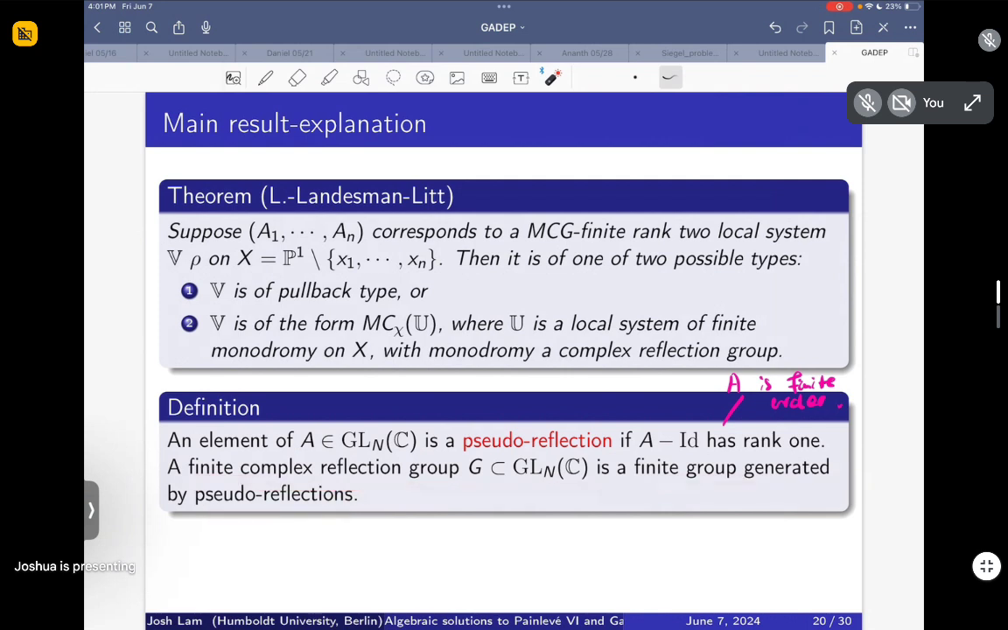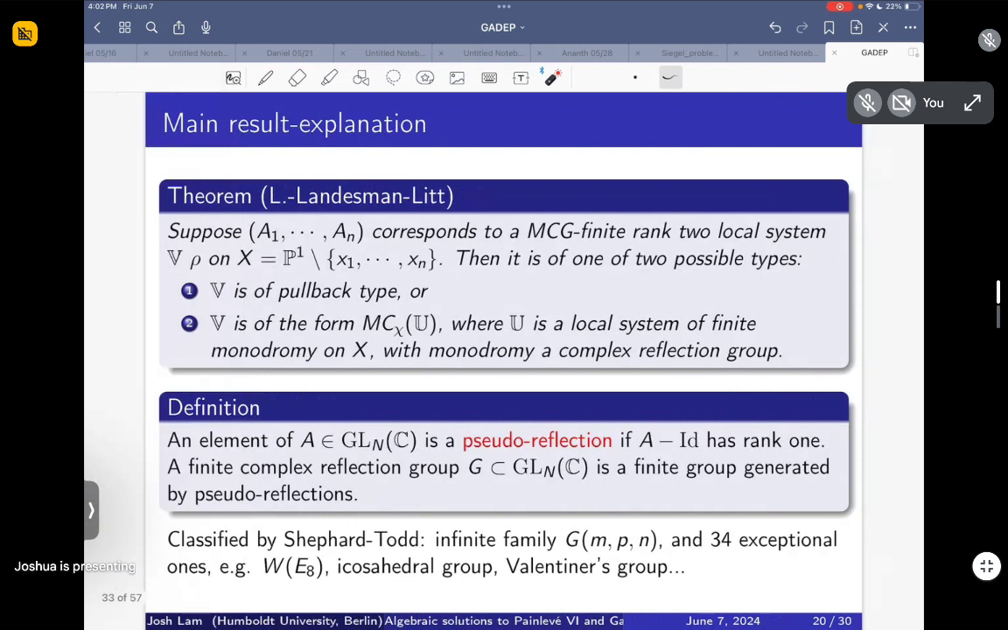Usually if you take a bunch of pseudo-reflections, they'll generate an infinite group, but in some cases you just get a finite group. This won't be too important for the rest of this talk, but it's just to say that these complex reflection groups are very constrained. They've also been classified, by Shephard and Todd. The classification is something like this: there's an infinite family G(m,p,n) depending on three integer parameters, and then there are 34 exceptional ones.